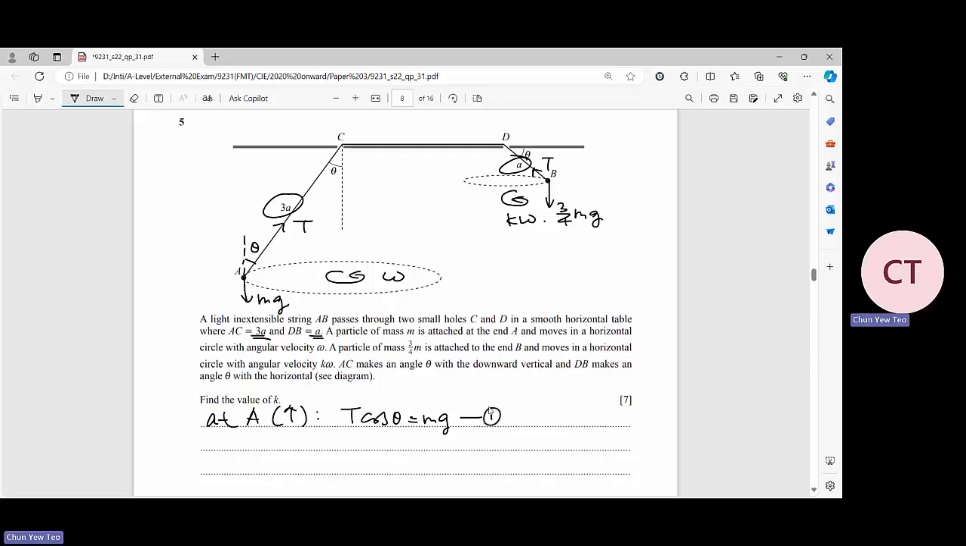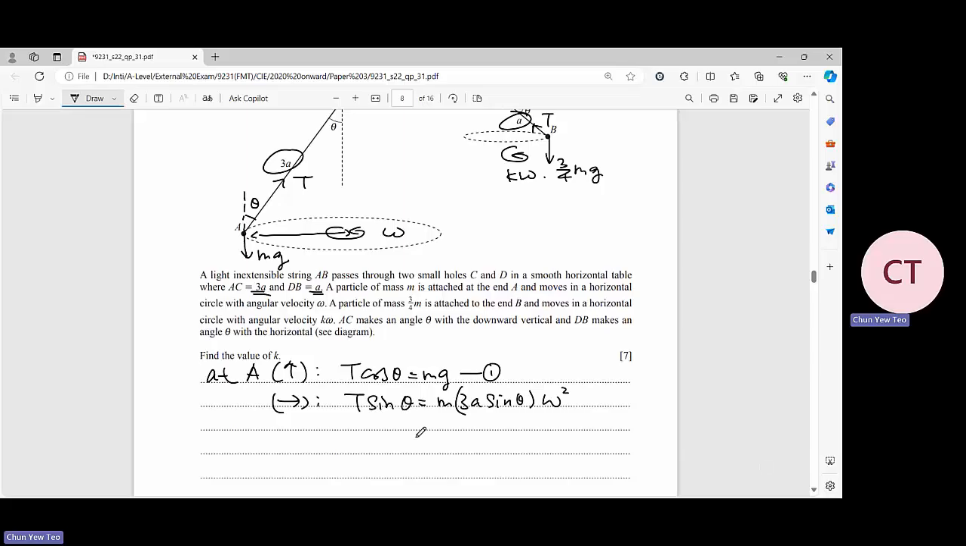Then I call this one equation 1. Then if I resolve it horizontally, I have T sin theta is equal to m R1. What is your R1? This one will be 3a sin theta omega squared. You can see that the sin theta can be cancelled off. Then you have T is equal to 3ma omega squared. That is your equation number 2.